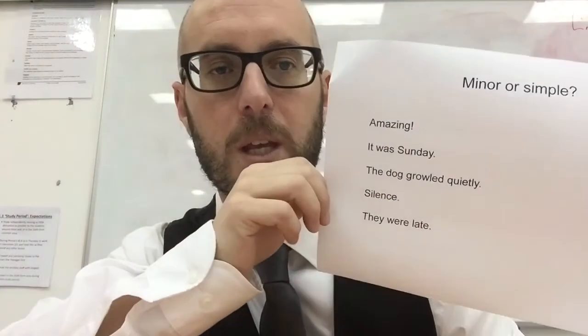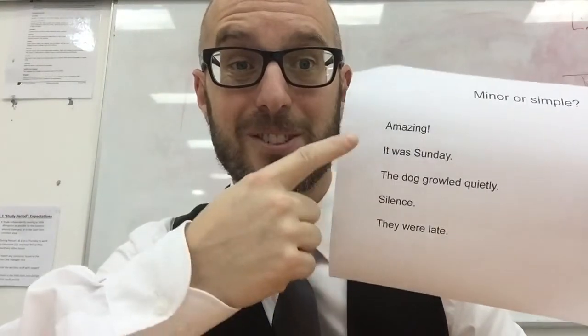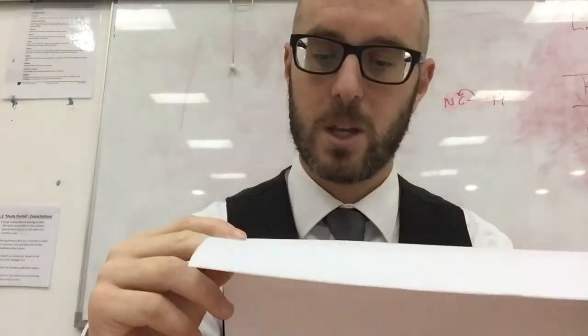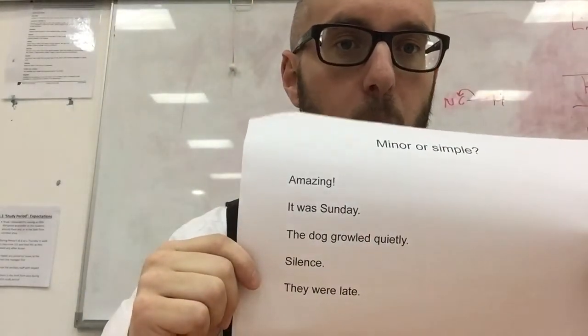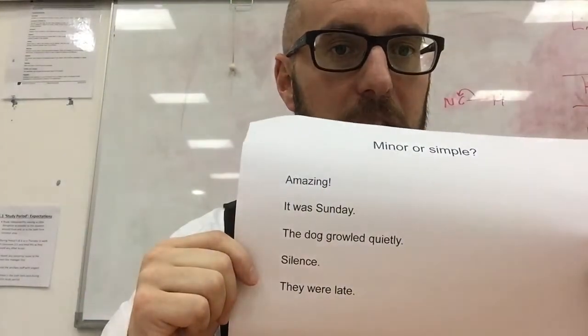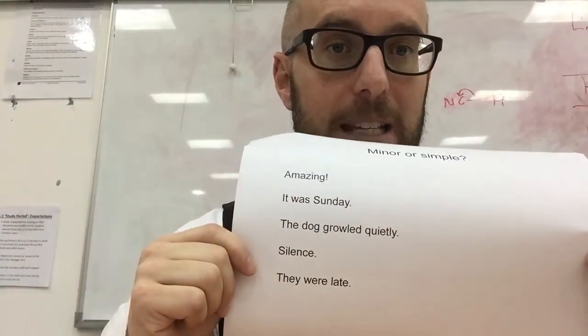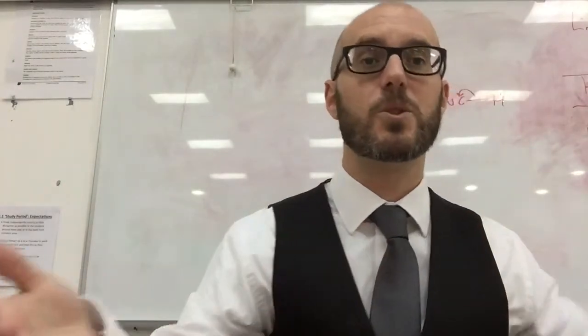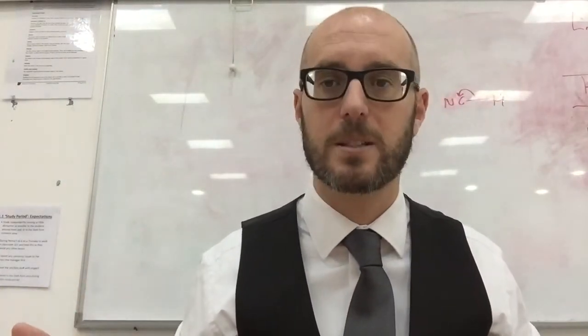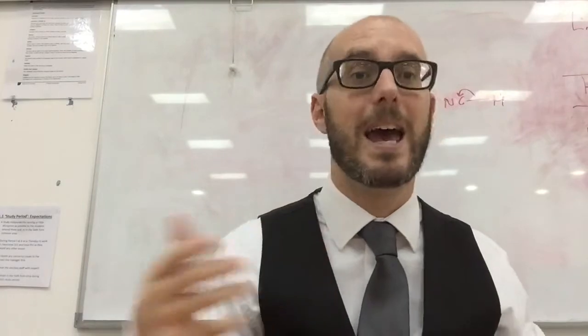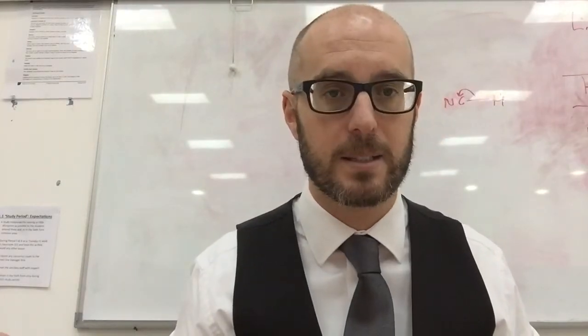Let's go through it. It was Sunday. That's your simple sentence. The dog growled quietly. That's your simple sentence. And they were late. That's a simple sentence too. Your minor sentences, they're easy to spot. Amazing. Silence. Do you know why? There's no subject to those sentences. They're often just one word, hence a minor sentence.